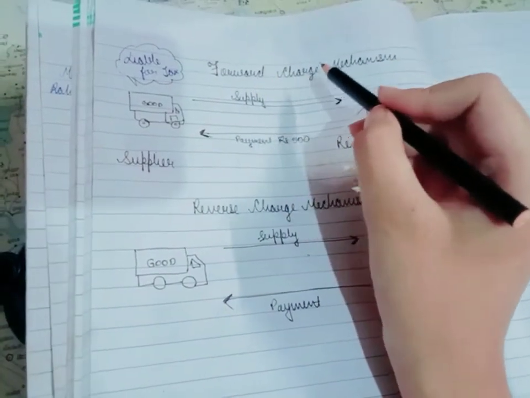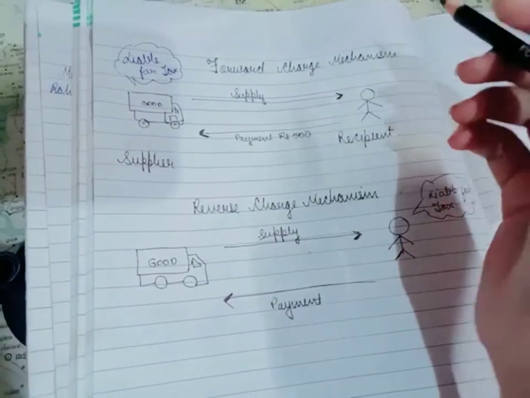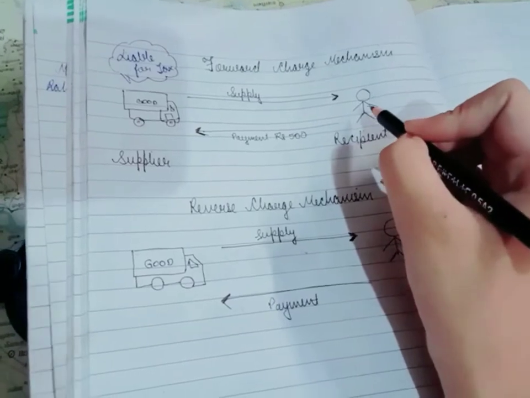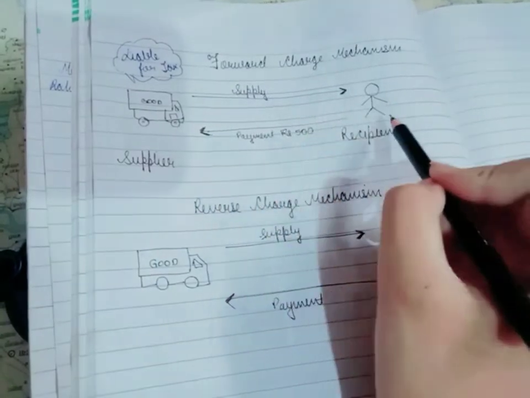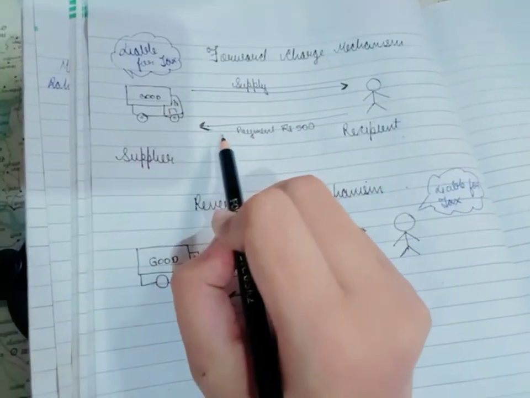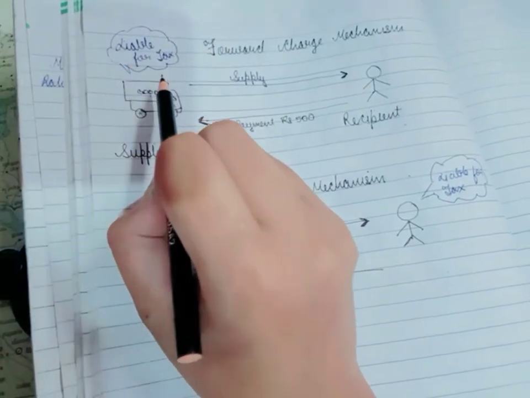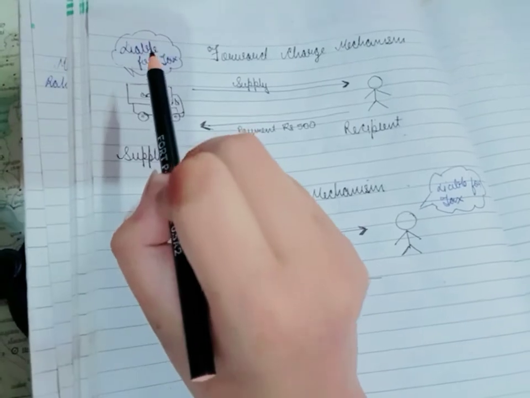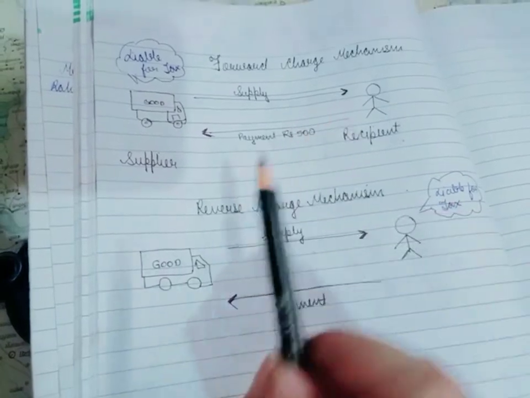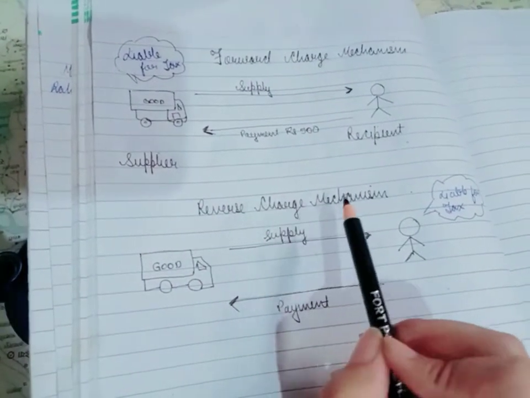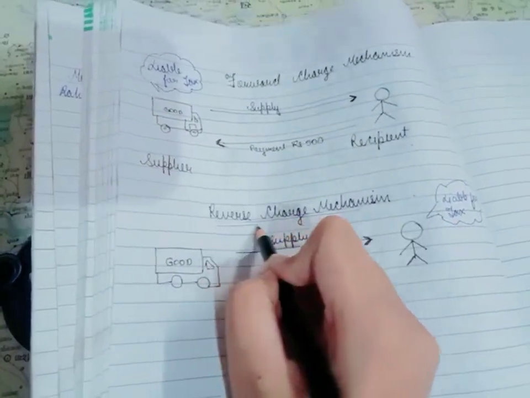Now, forward charge mechanism is a mechanism generally followed where, if a recipient gets goods or a service which is termed as a supply and pays for it, in that case the supplier becomes liable for payment of taxes and the entire compliance of GST comes under the head of the supplier. On the other hand, there are some specified goods or services notified by the council where the tax is paid by reverse charge mechanism.